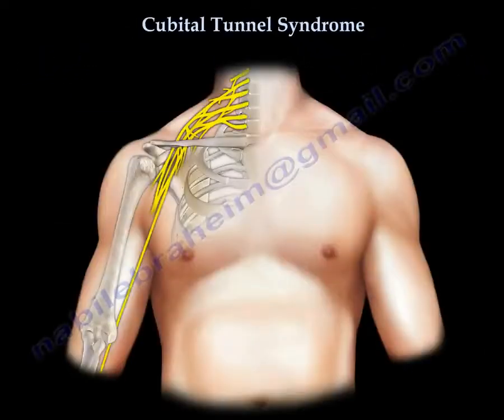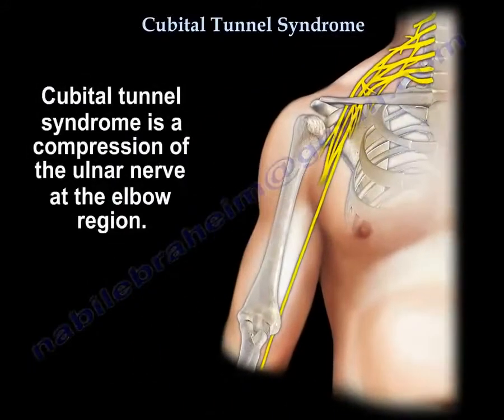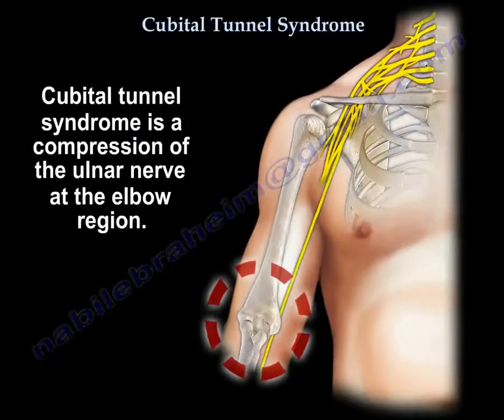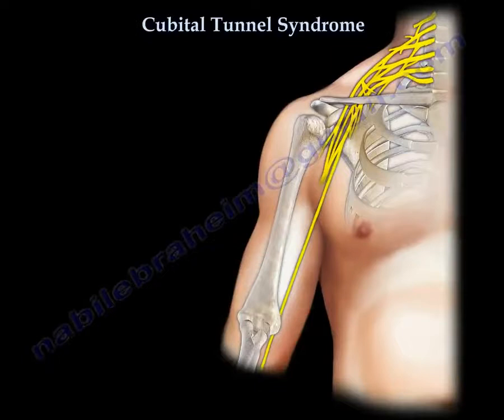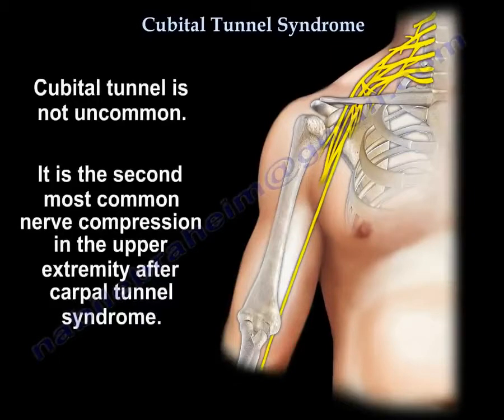Cubital tunnel syndrome. It is a compression of the ulnar nerve at the elbow region. It is not uncommon. It is the second most common nerve compression in the upper extremity after carpal tunnel syndrome.